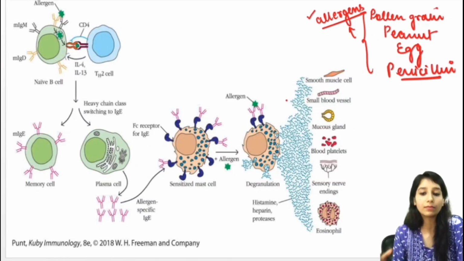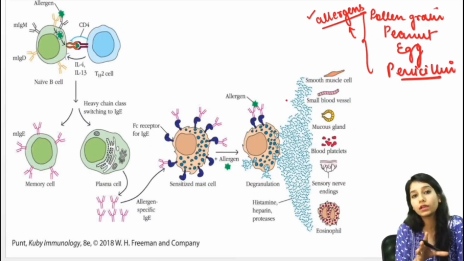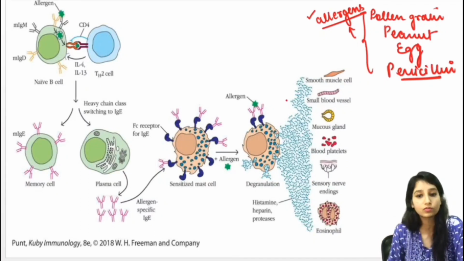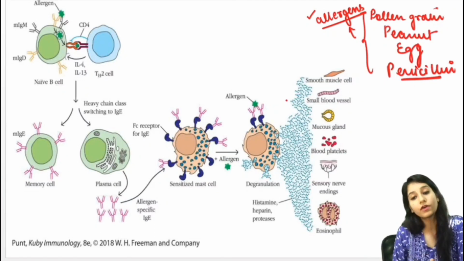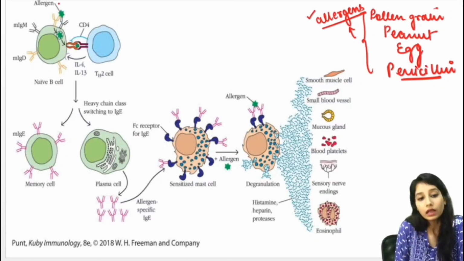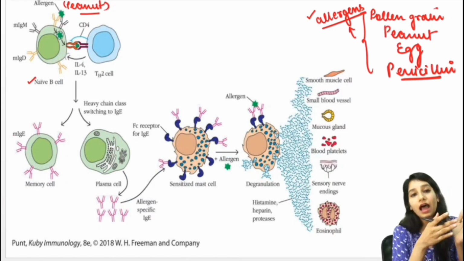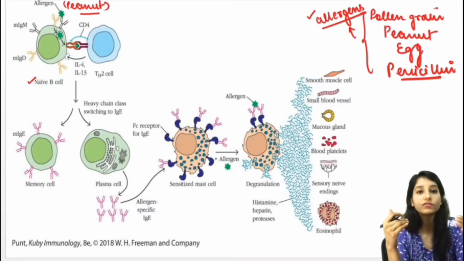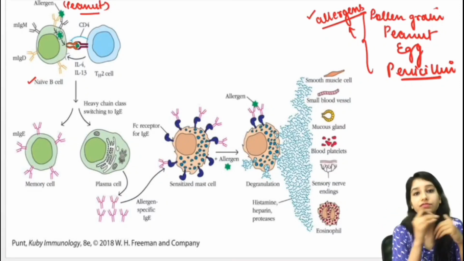So now what will happen? Right now the human is coming in contact with this molecule for the first time. For example, I have an allergy to peanut and I have consumed peanut for the first time. What will happen? This peanut, that is the allergen, has come into a human being's body. It will go and bind with the naive B cell. Naive B cells are coming in contact with the allergen, or any antigen, for the first time.